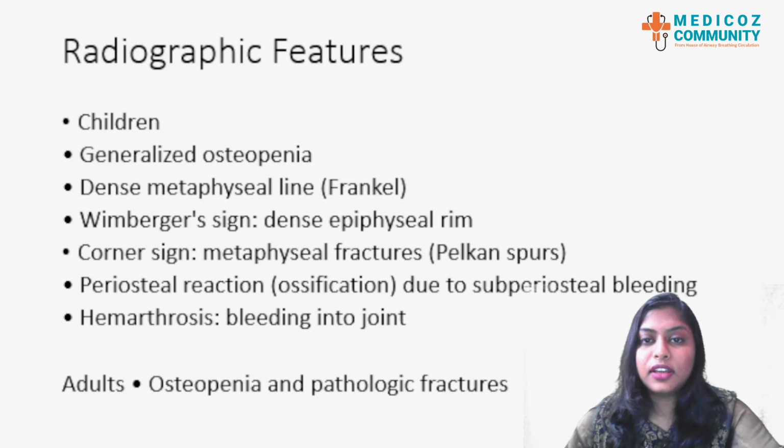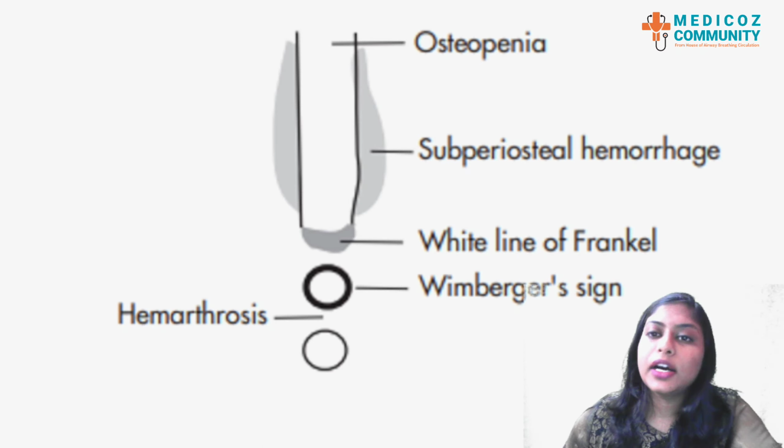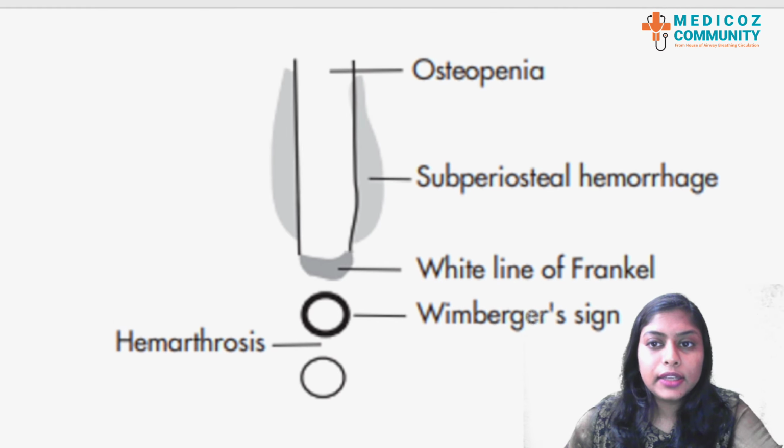The radiological findings in children are generalized osteopenia, dense metaphyseal line, that is the Frankel line, and Wimberger sign, dense epiphyseal rim, corner sign, metaphyseal fractures, Pelkan spur, periosteal reaction due to subperiosteal bleeding, and hemarthrosis, bleeding into the joint. In adults we'll see osteopenia and pathologic fractures. So osteopenia is there, and the subperiosteal hemorrhage due to this lifts the periosteum.